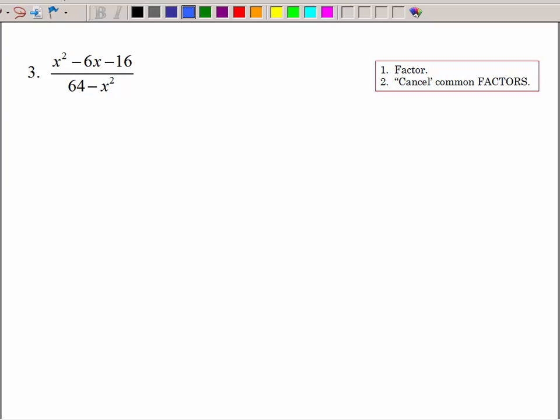Now we have some trinomials and binomials. So again, I want to think about factoring. Can't just start canceling because of the subtraction signs. How do I factor that trinomial? Well, the leading coefficient is 1, so that's pretty easy. So I just need to think of two numbers that multiply to get negative 16, but add or subtract to get negative 6. That's negative 8 and a positive 2.